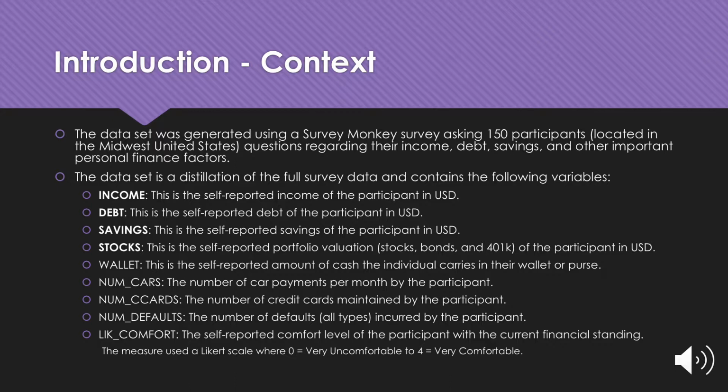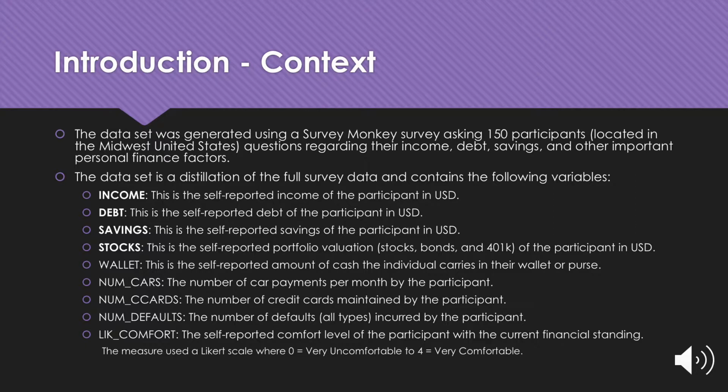We also looked at wallet, NUM cards, NUM credit cards, NUM defaults, and like comforts, which are data points we are not going to cover in this regression test.